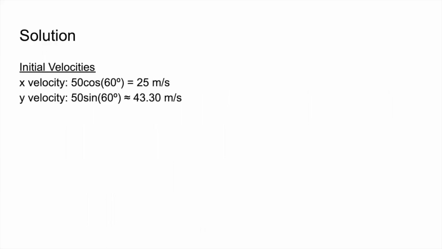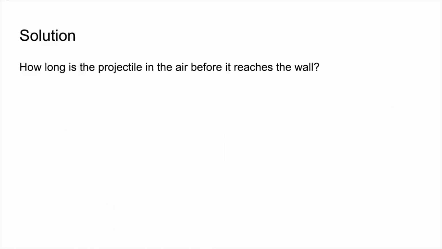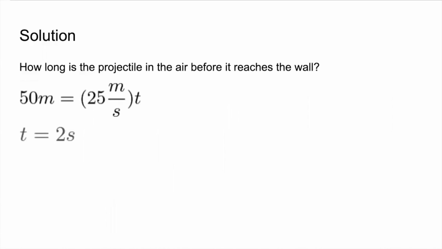So first, the initial velocities are, for x, 50 times cosine 60 degrees, which is 25 meters per second, and for y, 50 times sine of 60 degrees, which is approximately 43.3 meters per second. So how long is the projectile in the air before it reaches the wall? Well, we know that it has to travel 50 meters horizontally, and that the horizontal velocity is 25 meters per second. So overall, it's in the air for 2 seconds before reaching the wall.